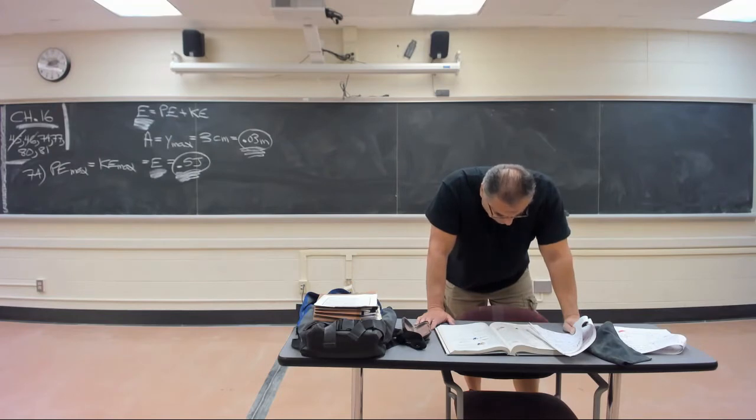The total energy of a simple harmonic oscillator with amplitude 3 centimeters is 0.500 joules. What is the kinetic energy of the system when the position of the oscillator is 0.750 centimeters?